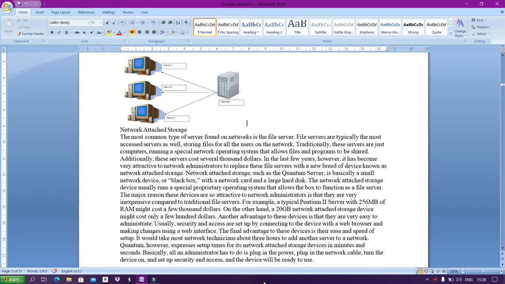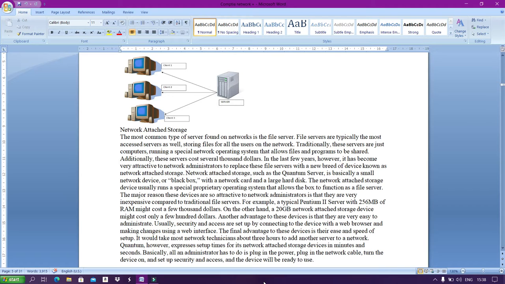In the last few years, however, it has become very attractive to network administrators to replace these file servers with a new breed of device known as network attached storage. Network attached storage, such as the Quantum server, is basically a small network device or black box with a network card and a large hard disk. The network attached storage device usually runs a special proprietary operating system that allows the box to function as a file server. The main reason these devices are so attractive to network administrators is that they are very inexpensive compared to traditional file servers.